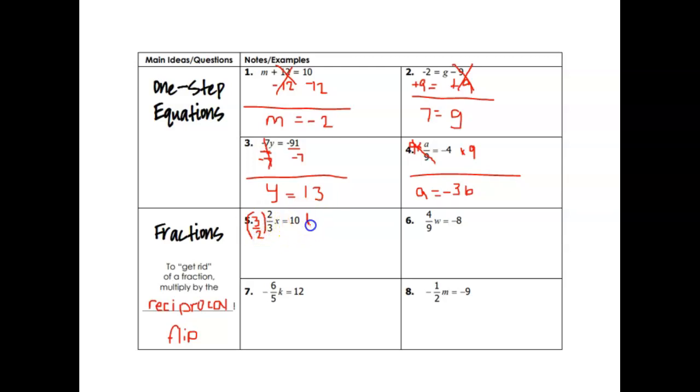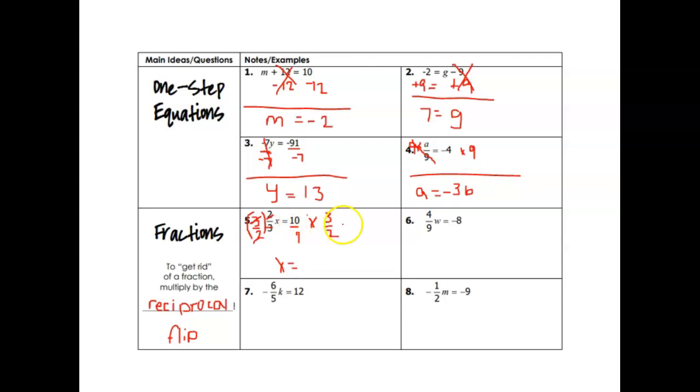Now, if I did it on one side, I got to do the other side. So I got to say 10 over 1 times 3 over 2. Now on the left side, everything is going to cancel. It's all going to cancel out and it's just going to be 1. So I'll just have x by itself. And then on the right side, it's going to equal this.